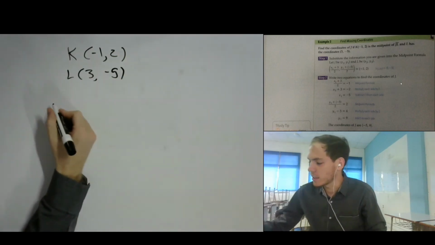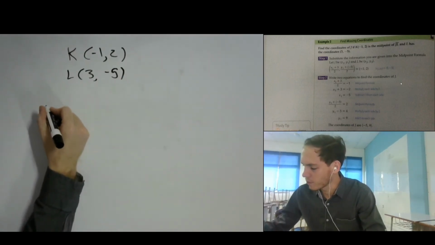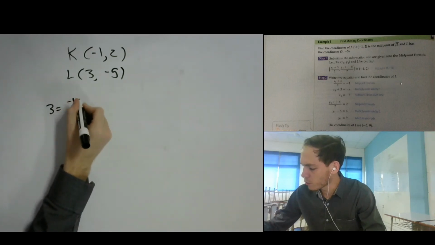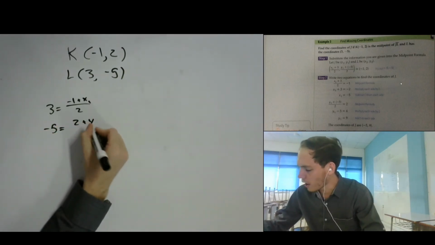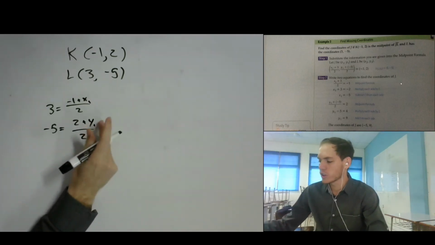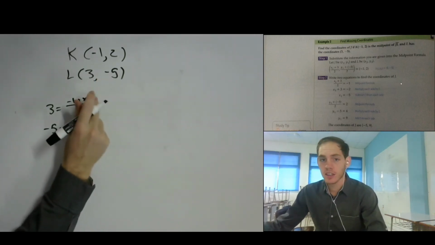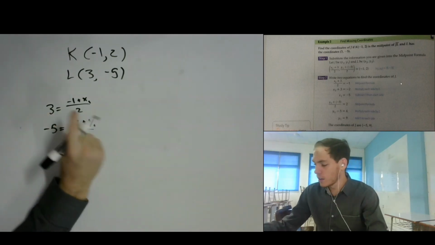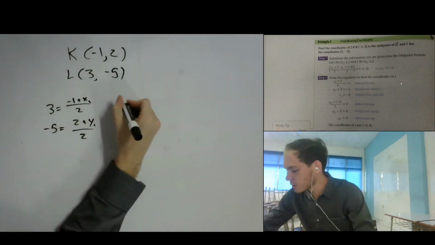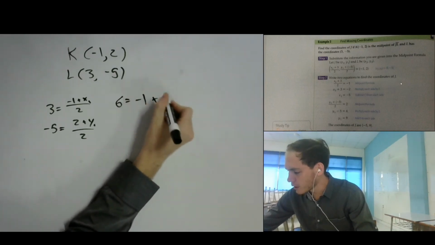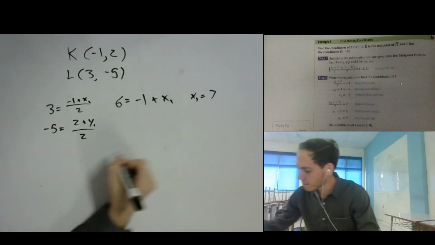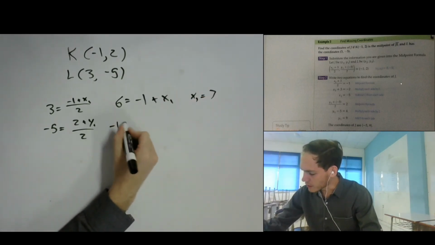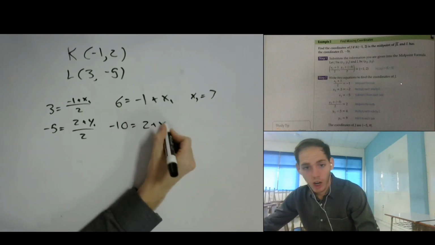Okay, so what you're going to end up doing is midpoint, so 3 equals -1 plus x1 over 2, and -5 equals 2 plus y1 over 2. So notice we're just solving for our variables, okay? Now they do the same thing, don't worry. So we're going to solve it, multiply by 2, we get 6 equals -1 plus x1. Add 1, so x1 equals 7. And this one, we get -10 equals 2 plus y1.